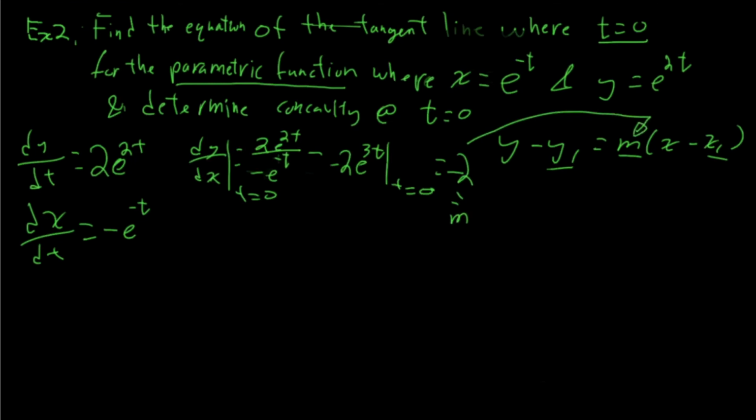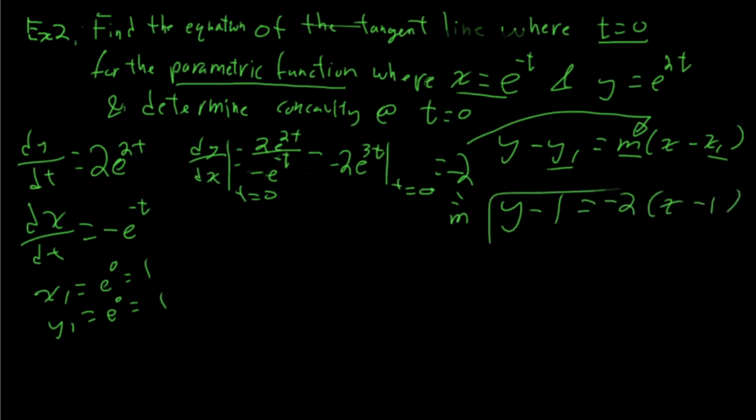Next, we have to find our y initial and our x initial. That's simple. You just take these and then plug in t is equal to 0. So x1, when t is equal to 0, is just going to be e to the 0, which is equal to 1. And then y1 is just going to be the same thing, e to the 0, which is equal to 1. This was a fairly easy example. We plug these in, and then our equation for the tangent line becomes y minus 1 is equal to negative 2 times x minus 1.